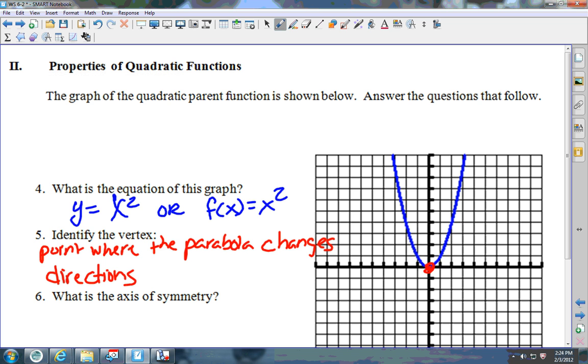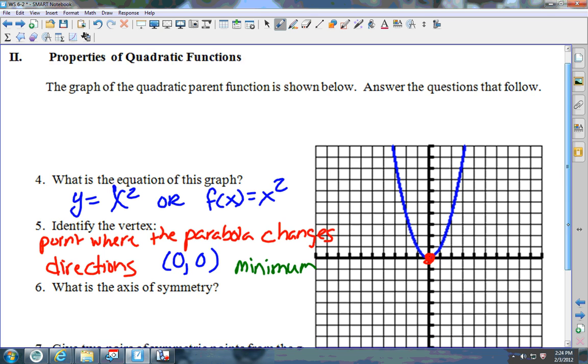Here is the point right here. That point is 0, 0. Now, is it a minimum or a maximum? On this curve right here, is it the minimum point or the maximum? It is at the bottom, so it is a minimum.